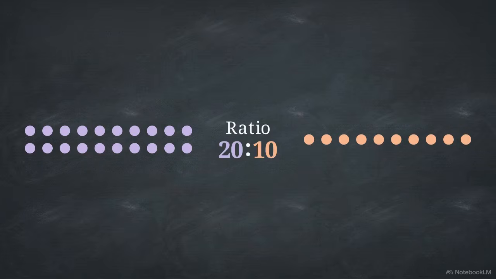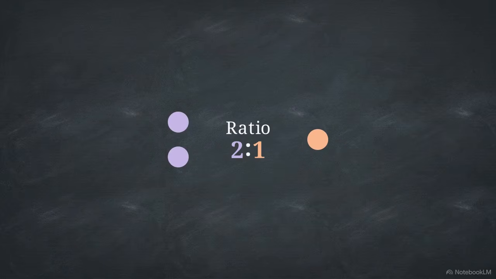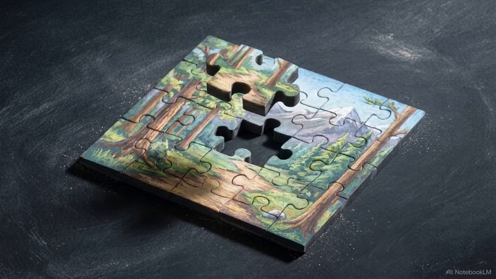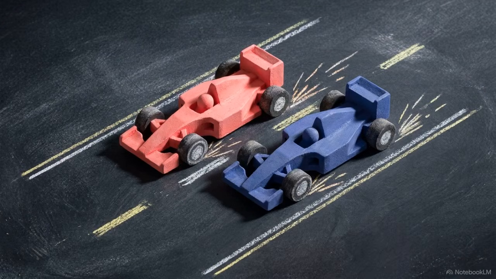But the ratio dialect ignores the total. It compares 20 boys directly to 10 girls. This 2-to-1 ratio describes these two separate groups. You use a fraction when you need to see how a part fits into the whole picture, and a ratio when you need to compare one force against another.